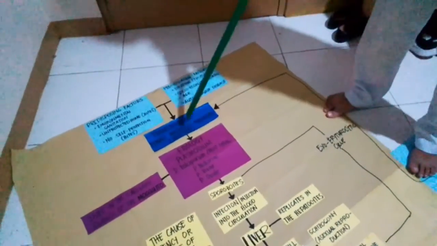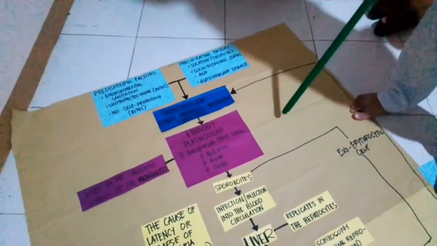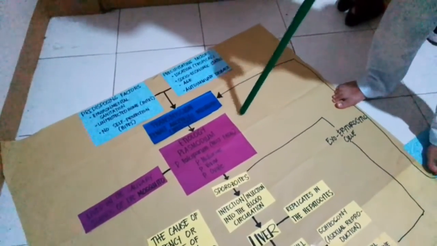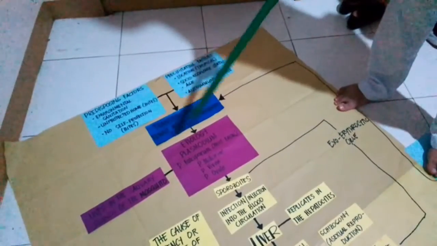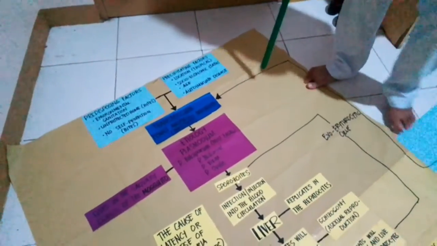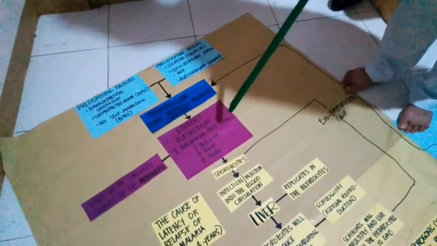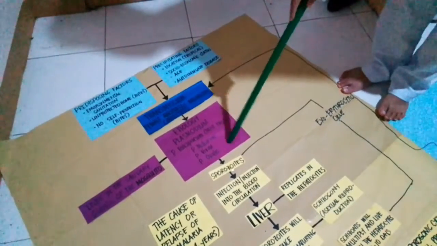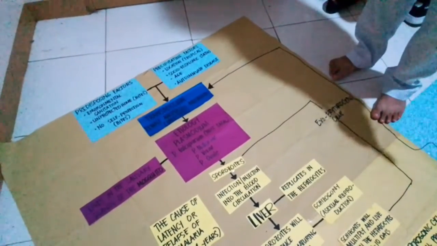So let's start with the transmission. So for the transmission, it is the female Anopheles mosquito infected with malaria. Female, because it is usually the female that feeds on the blood of humans. So the etiology would be the Plasmodium parasite, and actually there are 4 species.